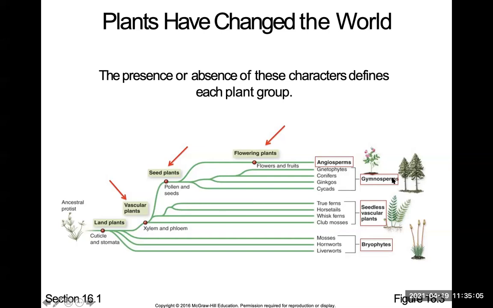Gymnosperms are mostly cone plants. They make pollen and seeds. Angiosperms have flowers and fruits. So those are the four groups we're going to go over, probably not today, but in today's lecture and next time's lecture, we'll go over all four groups.